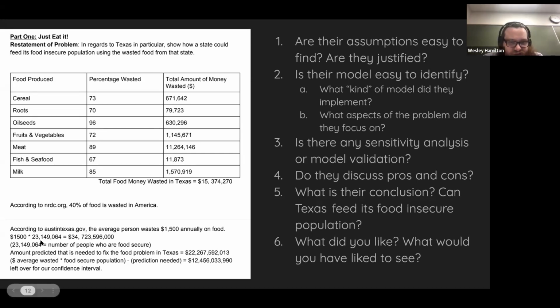But then in this analysis, they say, well, the average person or food secure person is where those numbers are coming from. So about 34 or 35 billion dollars is how much food secure people are wasting. And then they say the amount predicted that is needed to fix the problem in Texas is about 22 billion. So they say, well, the difference between the amount wasted and the amount that's needed is 12 billion.